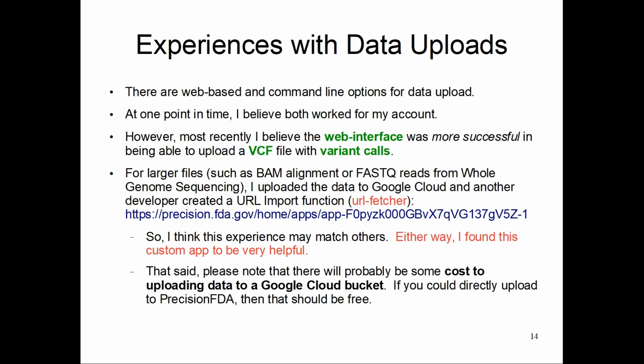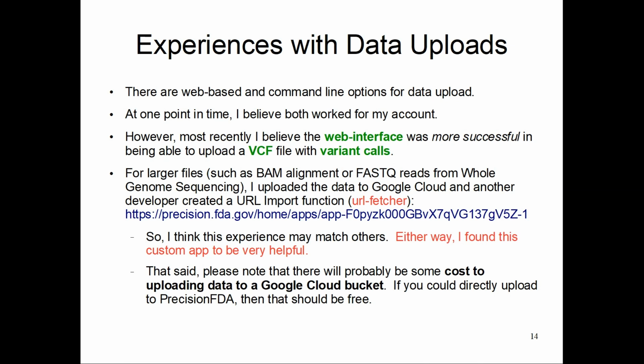And so there are web-based and command line options. Again, command line options mean that if you're not familiar with doing things on the command line for your computer, then that might make this less of a good fit. At one time, both worked. Hopefully, they both work now for new people as well. But to share my experiences and the troubleshooting for that, I did have some more recent experiences where the web interface could actually be better at sharing the variant call files, or VCF files, the list of variants that I believe you usually have for sequencing data. And to be honest, that's kind of what I think PrecisionFDA has more of an appeal to be used for.